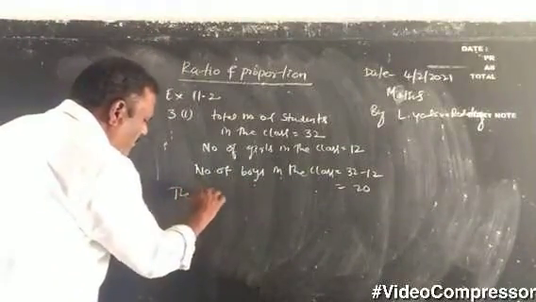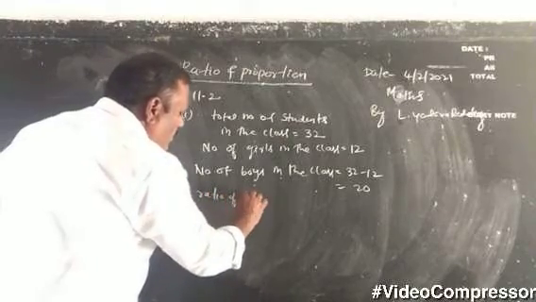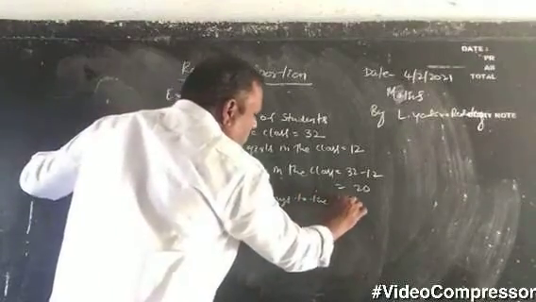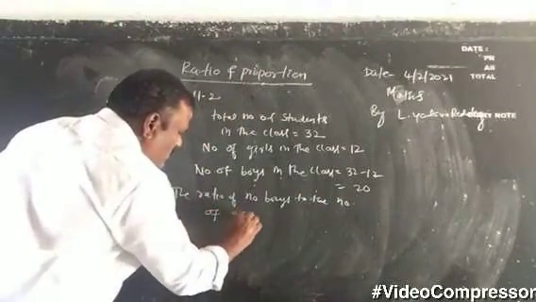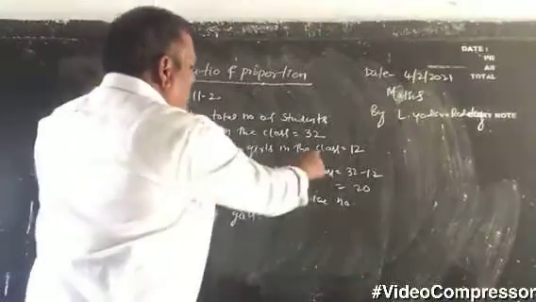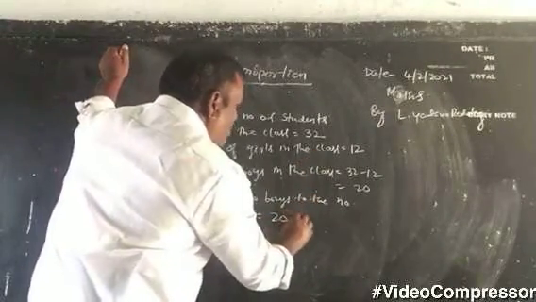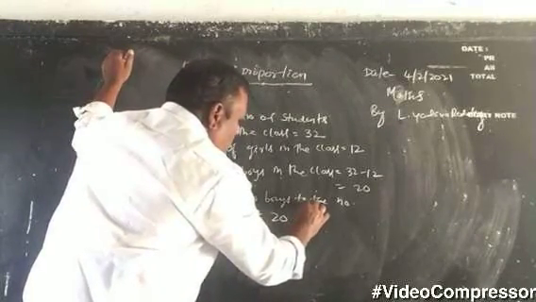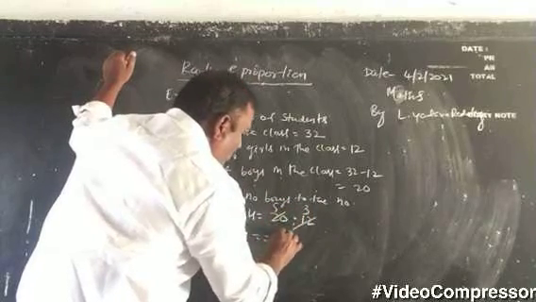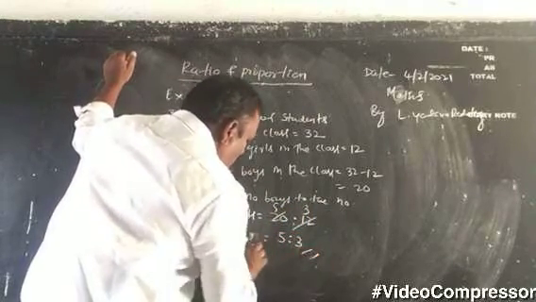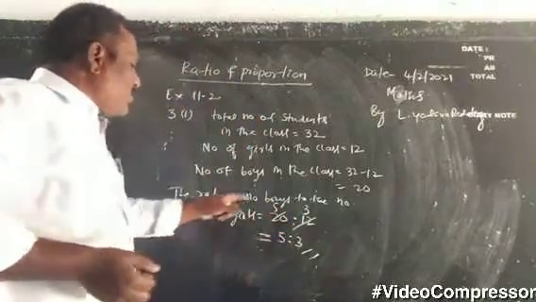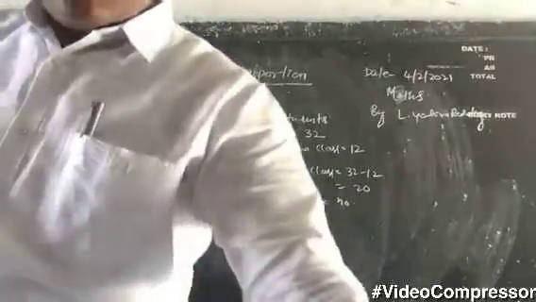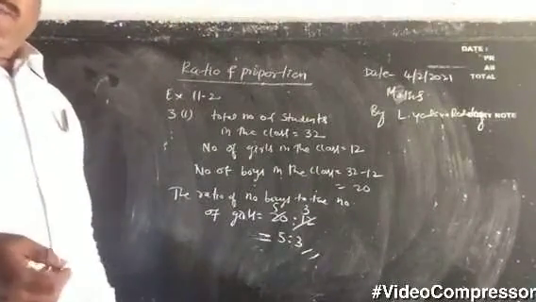The ratio of number of boys to the number of girls. Number of boys how much children here? Number of boys 20. Girls how much children? 12. See, 4 fives are 20, 4 threes are 12. So what do you put children? 5:3 ratio. The ratio of number of boys to the number of girls is 5:3, children. Okay. So this is the first part in the third problem.